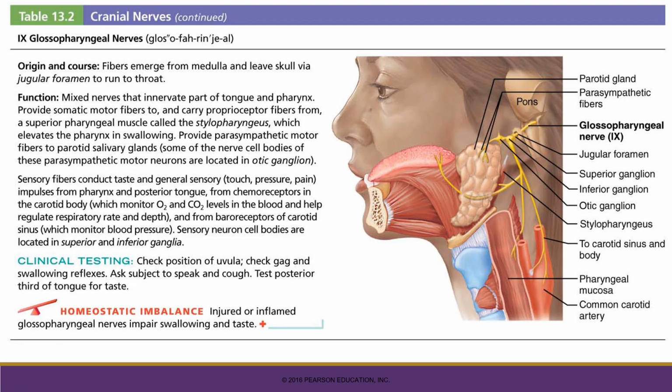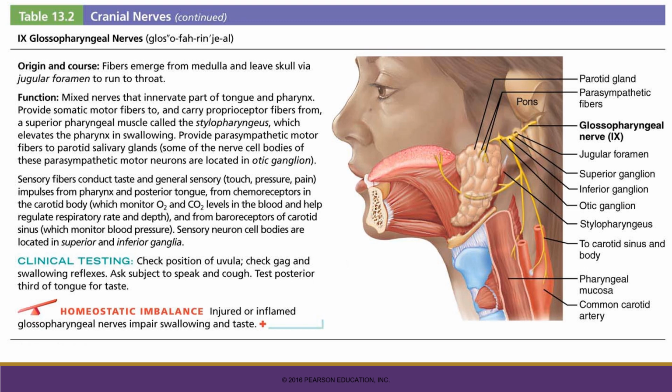Glossopharyngeal nerve overview. Origin and course: fibers emerge from the medulla and leave the skull via the jugular foramen to run to the throat. Function: it's a mixed nerve that innervates part of the tongue and the pharynx, provides somatomotor fibers to and carries proprioceptive fibers from a superior pharyngeal muscle called stylopharyngeus, which elevates the pharynx in swallowing, and provides parasympathetic motor fibers to parotid salivary glands.